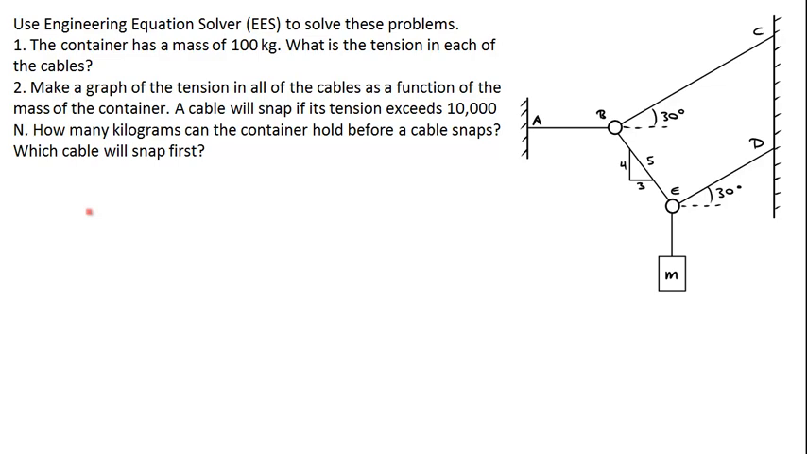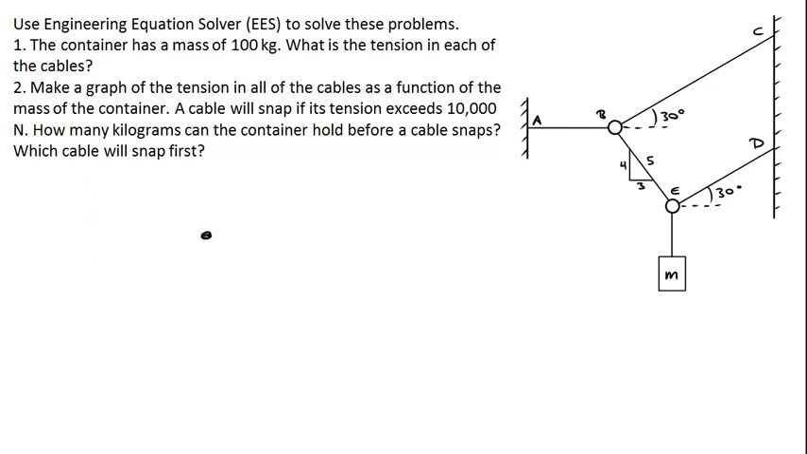The second question asks us to make a graph of the tension in all of these cables as a function of the mass of the container. And it says that a cable will snap if its tension exceeds 10,000 newtons. We want to figure out how much mass this rigging can hold before one of the wires snaps, and which cable will snap first.